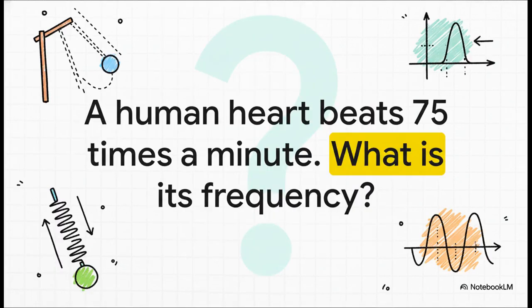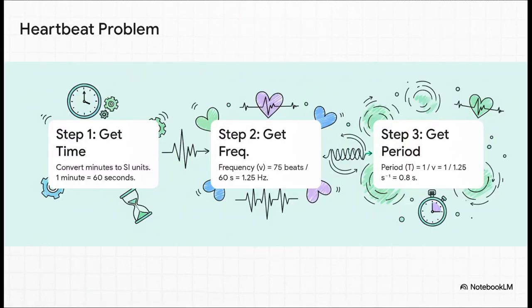Now for a quick question from your textbook to make sure we've understood this perfectly. See, it's so simple. The heart's frequency is 1.25 hertz, and the time for one beat is 0.8 seconds.